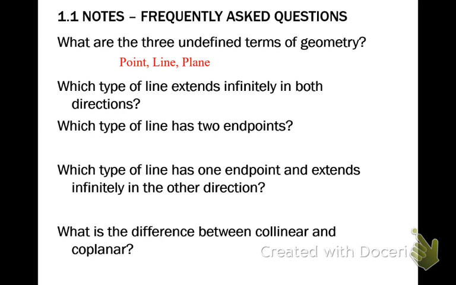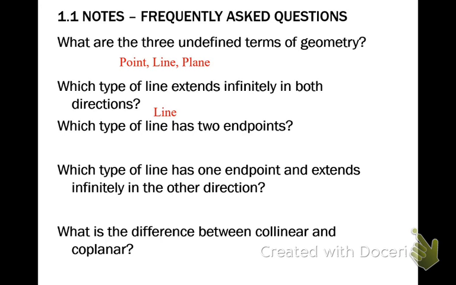The second, which type of line extends infinitely in both directions without end? That would be just a regular line. Remember that a regular line will have arrows in both directions, possibly a couple points on the number line, and we'll talk about how to name it just in a few minutes.